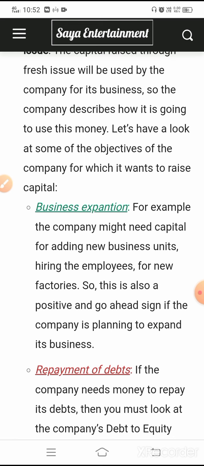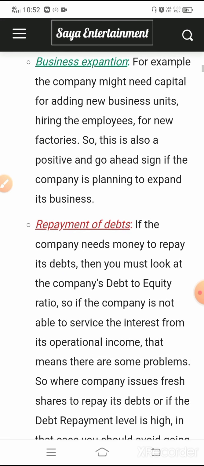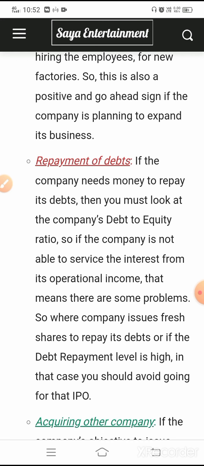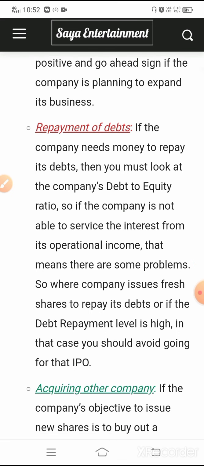So, this is also a positive and go-ahead sign if the company is planning to expand its business. Next is repayment of debts. If the company needs money to repay its debts, then you must look at the company's debt to equity ratio. If the company is not able to service the interest from its operational income, that means there are some problems. Where the company issues fresh shares to repay its debts, or if the debt repayment level is high, in that case, you should avoid going for that IPO.